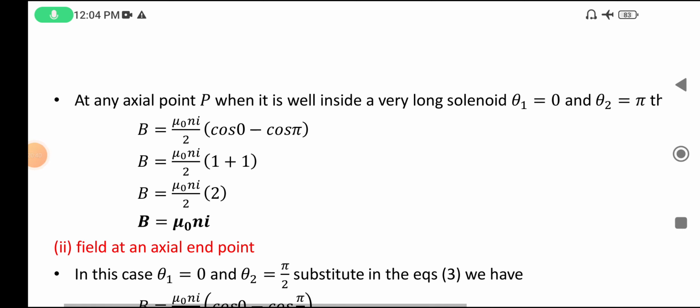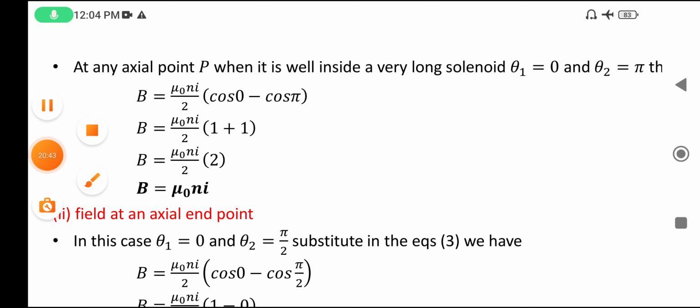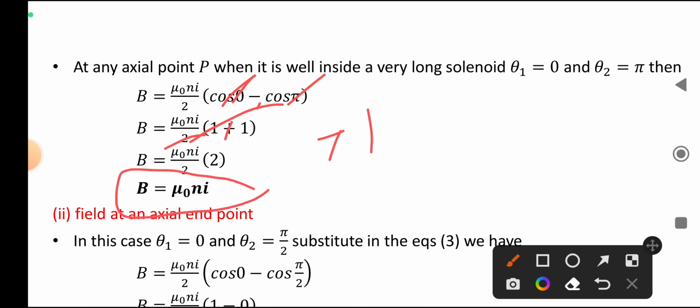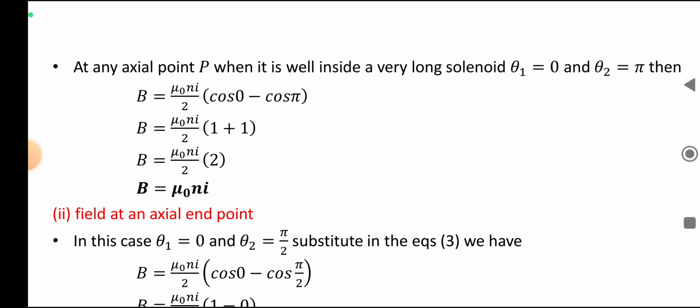So if you substitute these values in the above equation, theta 1 value is 0 and theta 2 value is pi. Cos 0 is 1, and cos pi is minus 1. Already the minus is there, so minus becomes plus, 1 plus 1 is 2, and the 2 gets cancelled. What we get is this: B is equal to mu naught N i, the magnetic field due to a solenoid inside it, when the solenoid is very long, meaning up to infinity.